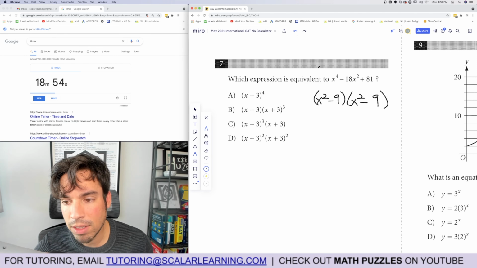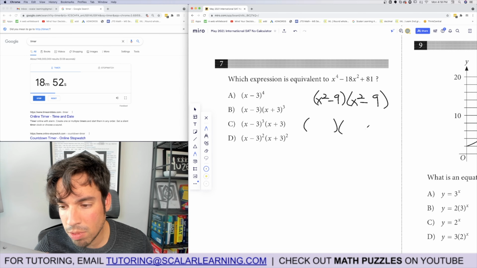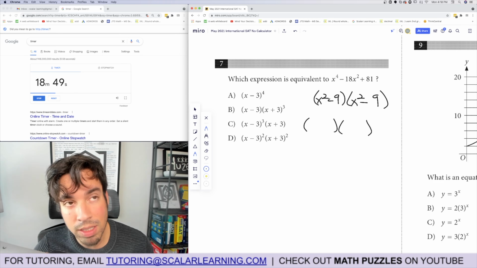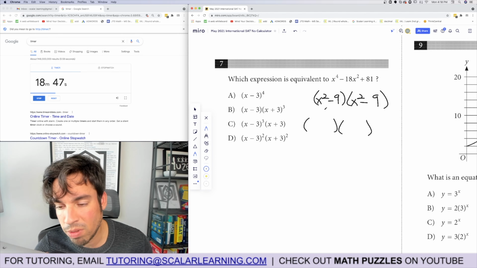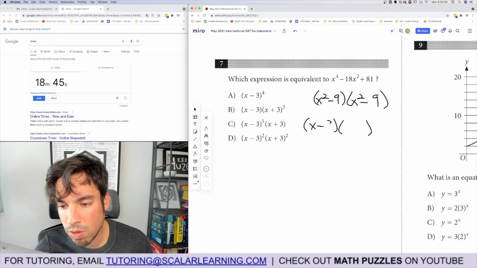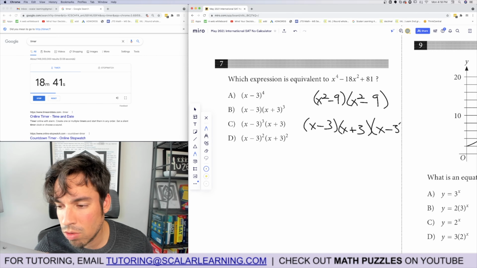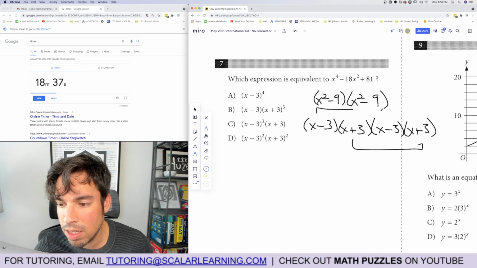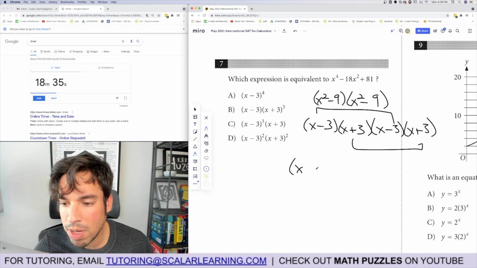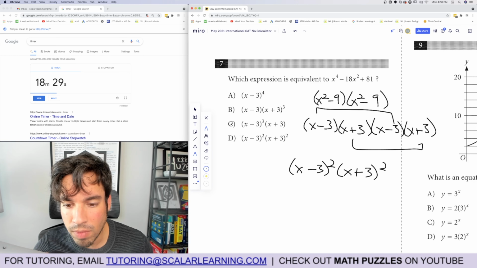Then we're going to factor each of these differences of squares separately, because this is a perfect square, that's a perfect square, and you're subtracting. So you take the square root of each, and then it's plus minus. So x minus 3, x plus 3, x minus 3, x plus 3. Since these are the same and these are the same, you can group them together and make it x minus 3 squared times x plus 3 squared. And it's this guy.